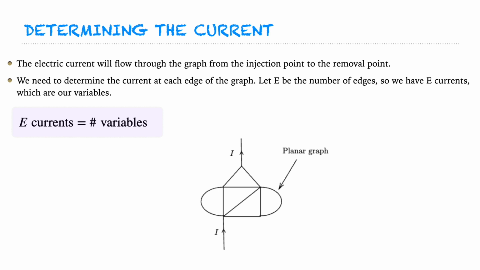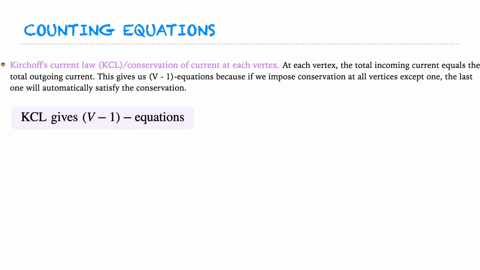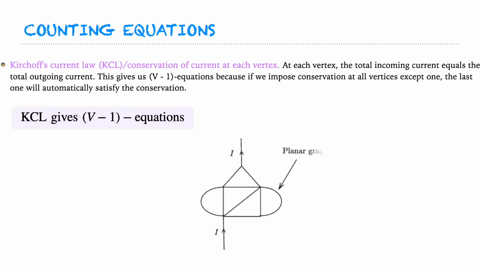Now we will count equations. For that we need Kirchhoff's current law (KCL) and Kirchhoff's voltage law (KVL). Kirchhoff's current law is the conservation of current at each vertex. So at each vertex the total incoming current equals the total outgoing current. This gives us V minus 1 equations, because if we impose conservation at all vertices except one, the last one will automatically satisfy the conservation.